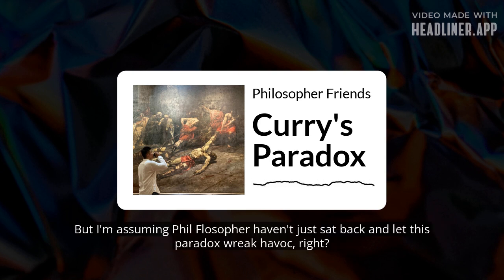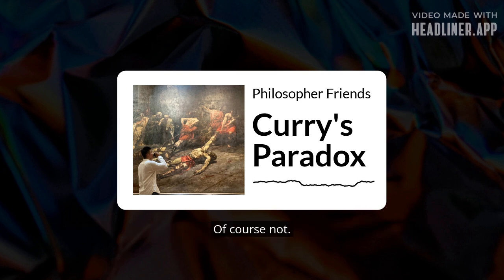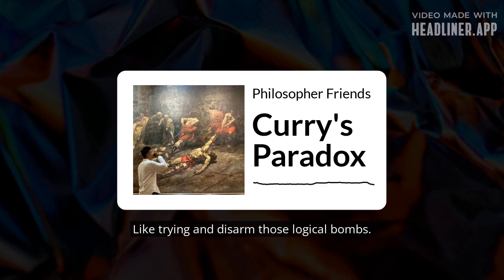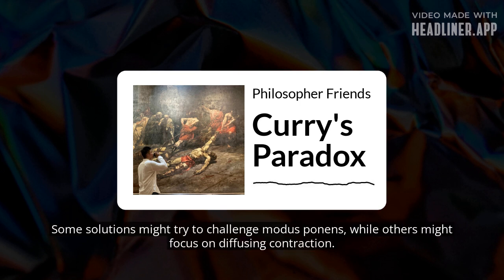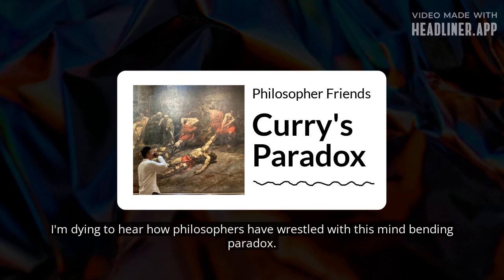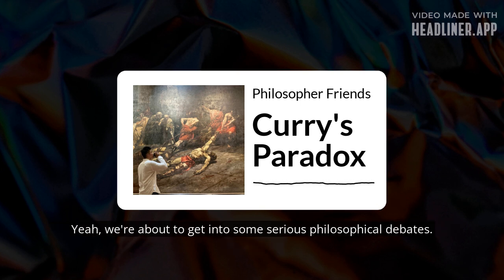But I'm assuming philosophers haven't just sat back and let this paradox wreak havoc, right? Of course not. The article goes on to explain how different attempts to resolve Curry's paradox often target specific steps in this derivation, like trying to disarm those logical bombs. Exactly. Some solutions might try to challenge modus ponens, while others might focus on defusing contraction. That's where things are going to get really interesting. I'm dying to hear how philosophers have wrestled with this mind-bending paradox. Yeah, we're about to get into some serious philosophical debates.